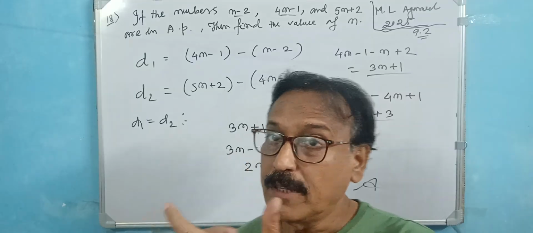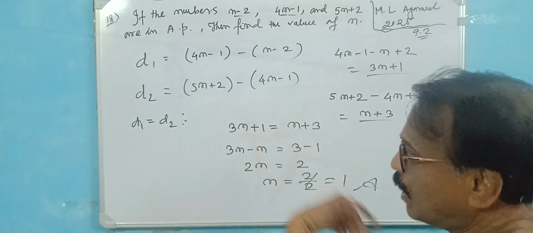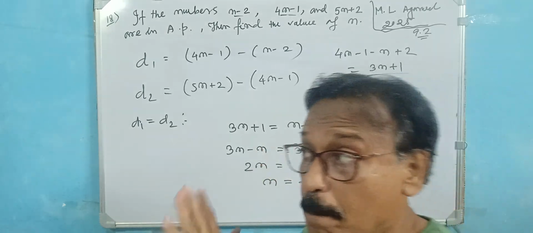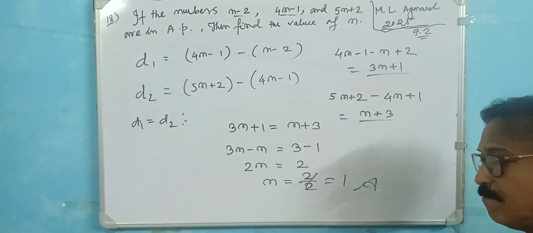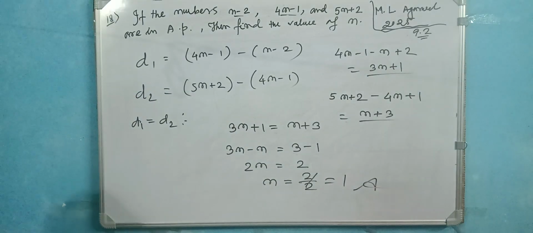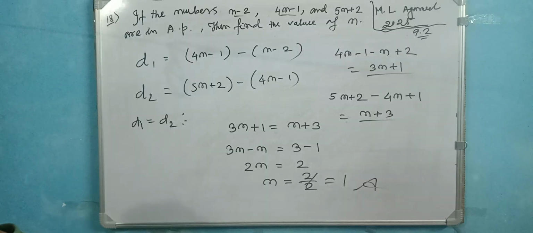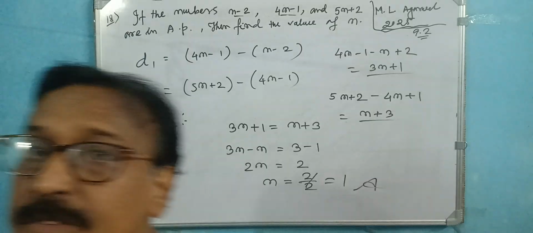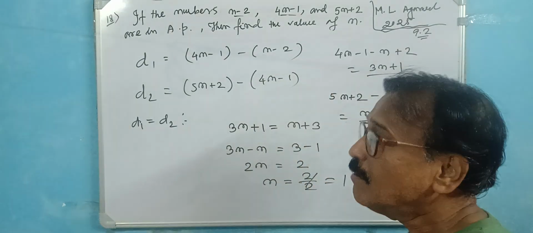But be careful of the calculation, silly mistakes happen often. I also got a silly mistake, so be careful of the calculation. So what's the value of n? n is 1. No problem. Clear? No problem at all. So this is the sum. Okay, so now I go to the next sum.